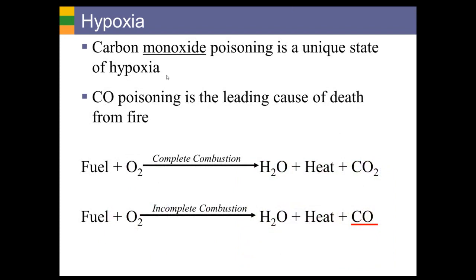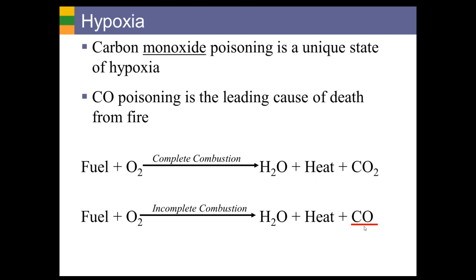A specific type of hypoxia is carbon monoxide poisoning. And I want to stress this is monoxide, one oxygen, as opposed to carbon dioxide. With complete combustion, where you have a fuel that is completely oxidized, you get water, heat, and carbon dioxide. With incomplete combustion, where you don't get complete oxidation, usually because oxygen is limiting, you get the production of carbon monoxide. And you typically have some carbon monoxide being produced whenever you have an open flame.